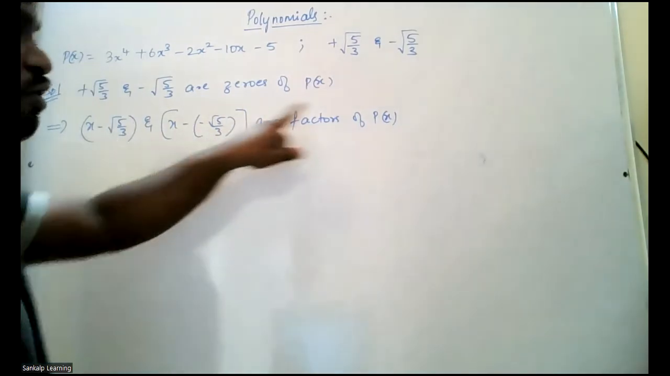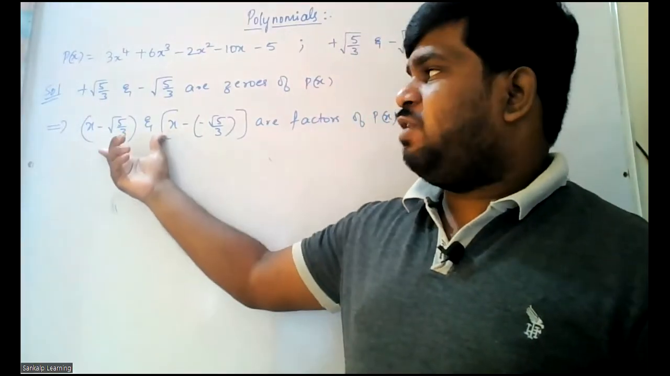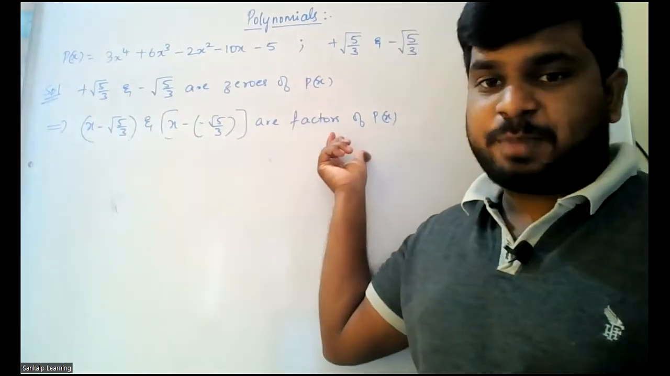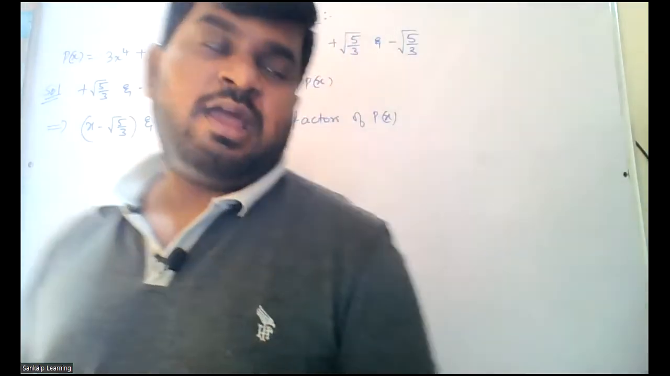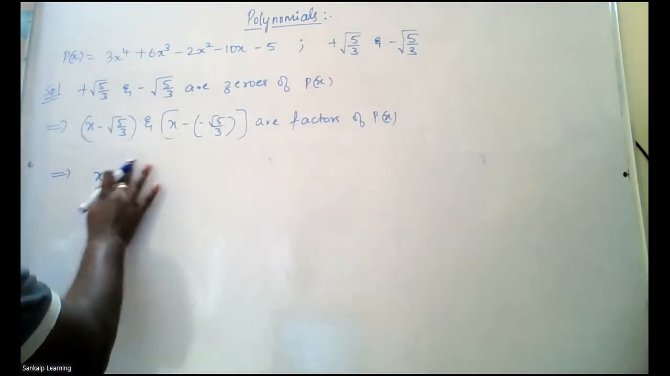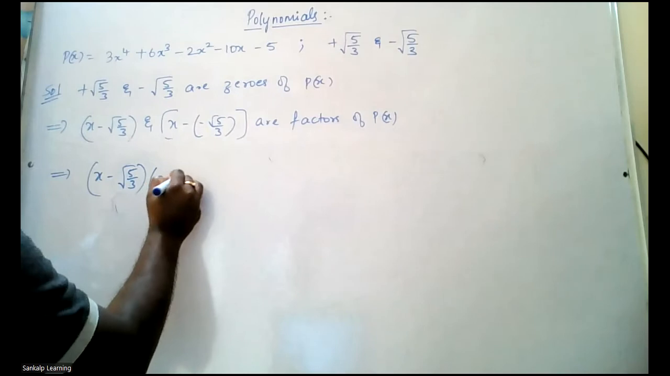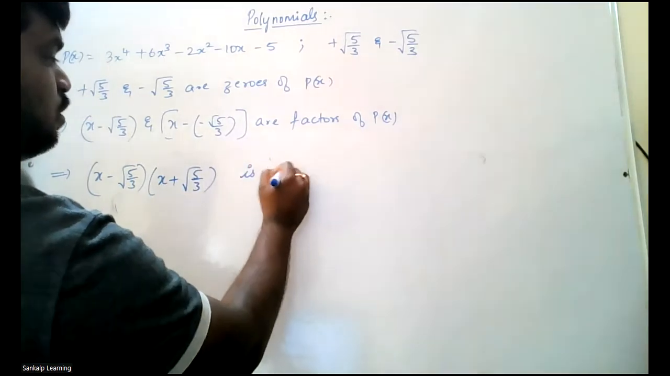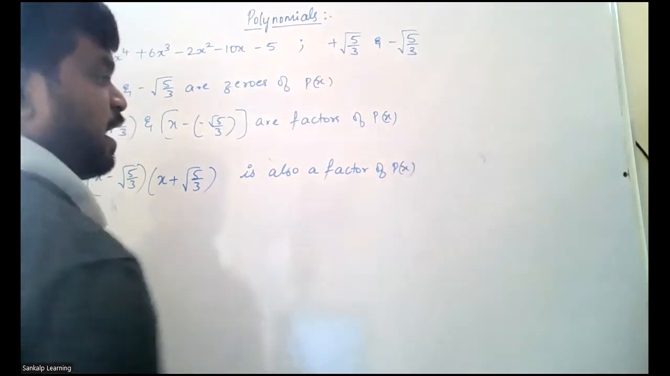If these two are factors of p of x, their product is also a factor of it, because even if you multiply, the degree will be lesser than this. Okay, therefore you can tell if this is a factor of p of x and this is also a factor of p of x, I can tell that if you multiply also, even then it will be a factor. Implies this, x minus root 5 by 3, x plus root 5 by 3. This minus into minus becomes plus, so I'll take it like this directly. Their product, this into this, is also a factor of p of x.